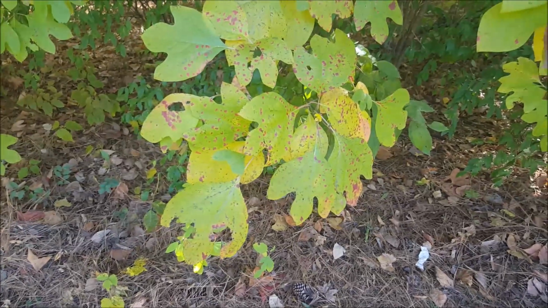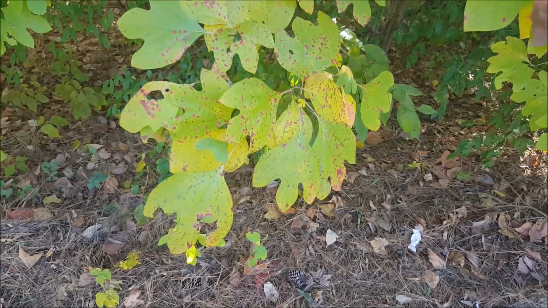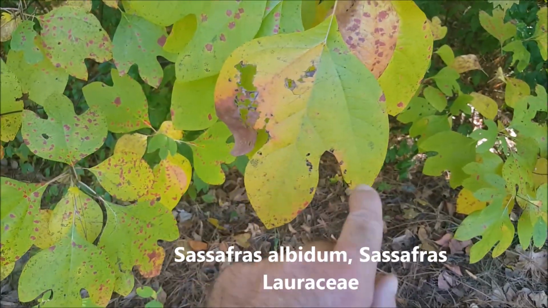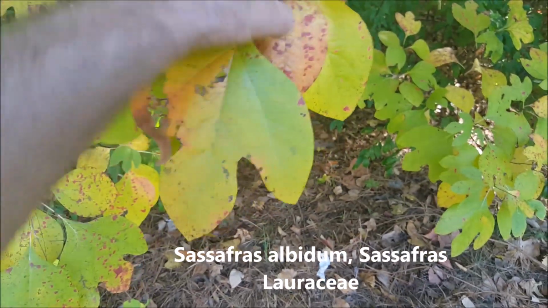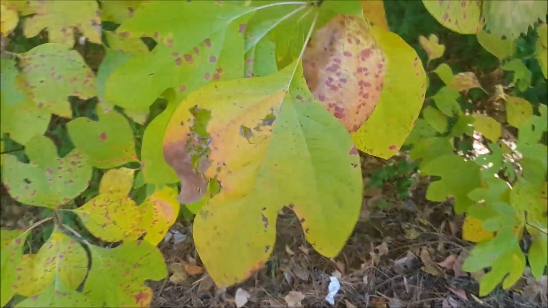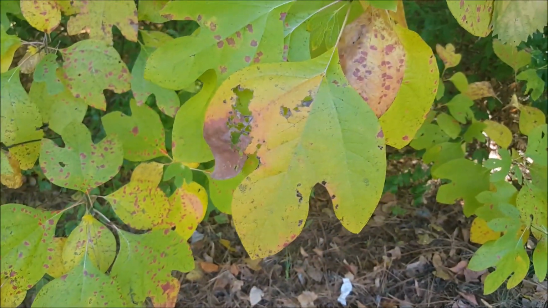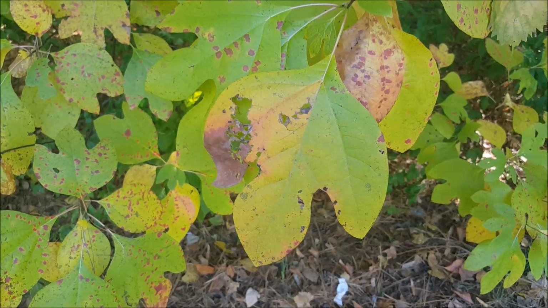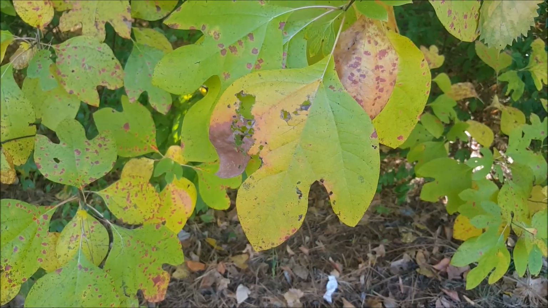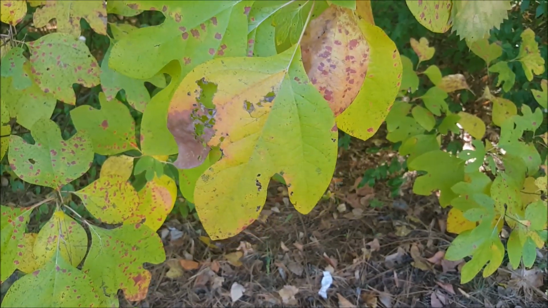So these really strange looking leaves are sassafras leaves. Sassafras albidum is the scientific name. You can see they have 3 lobes, but there are also simple leaves on the same tree. So it's quite an unusual tree, Sassafras albidum. Tea used to be made by the Native Americans, I believe, using the leaves, but apparently it has carcinogenic effects, so maybe not so good for you.